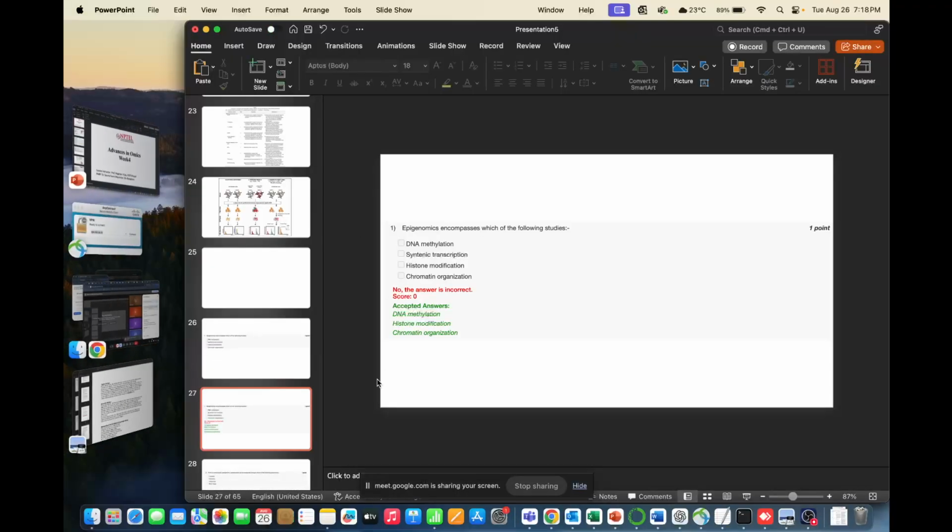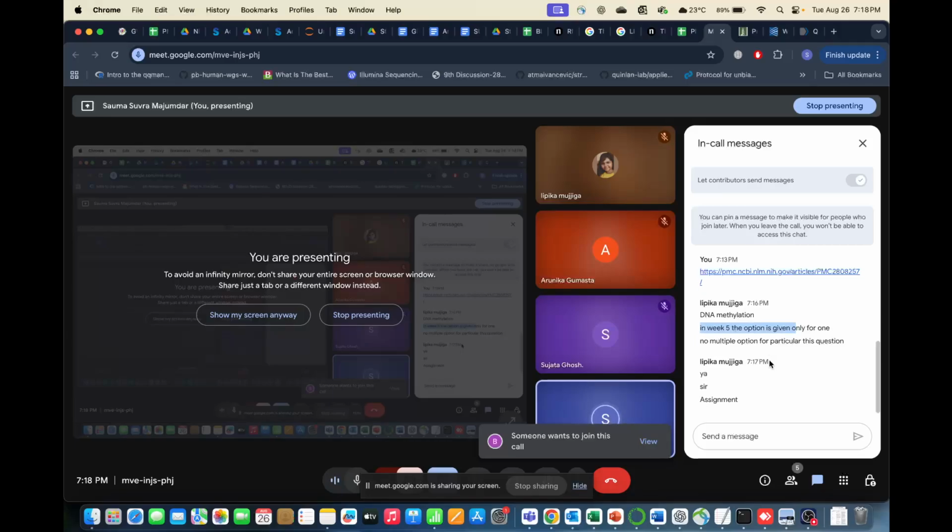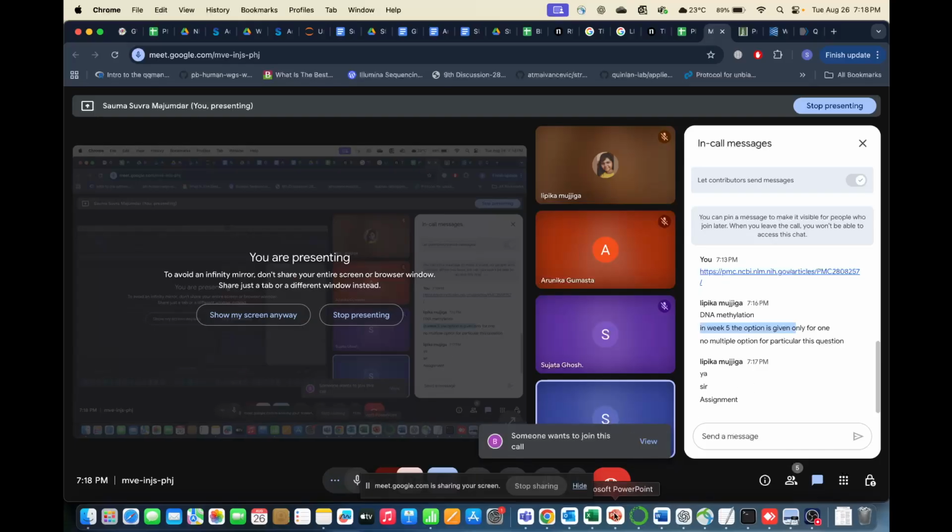So I'm not sure about this. If it was only one option correct and no multiple option for this particular question, I think you need to take this up with the NPTEL team. You need to write a mail to the technical team. Probably they'll help you out with this. Or you can bring this up in the discussion forum. Maybe writing to the NPTEL team would be good.